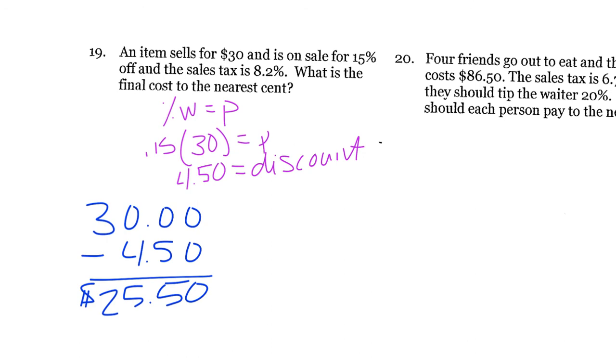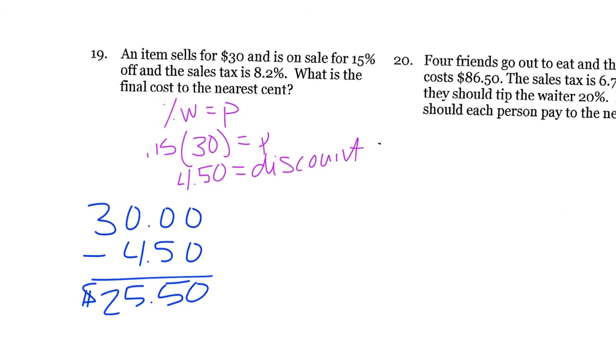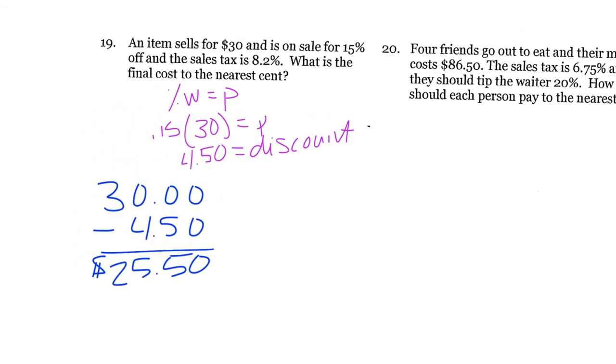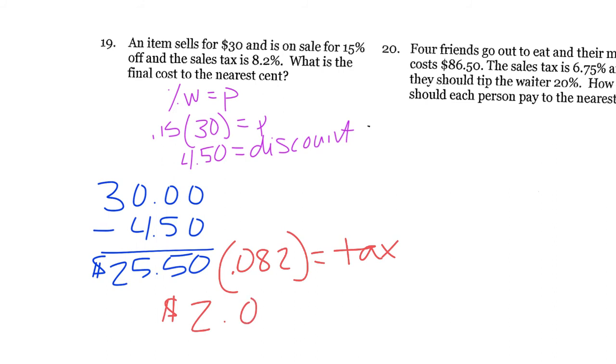Now we're going to pay tax on this amount. So $25.50 and our tax is 8.2 as a percentage. Now as a decimal, that would be 0.082. And this is going to give us our tax. Okay, so take $25.50 times 0.082 and it says round to the nearest cent. So it's $2.09, not 90. We're not going to round up. There's a 1 after the 9, so I wouldn't round up for that.